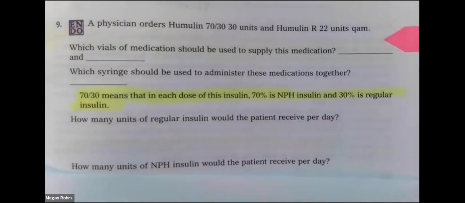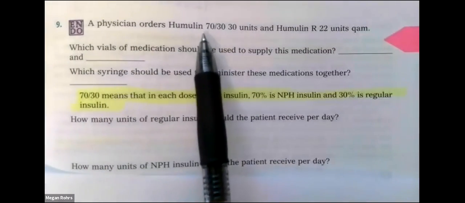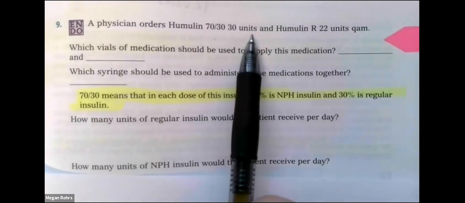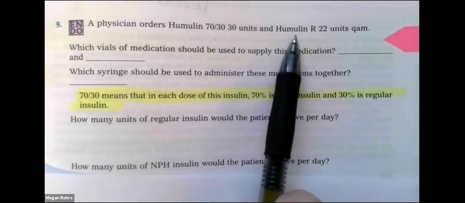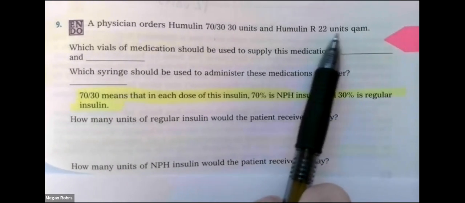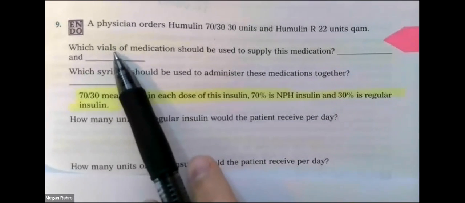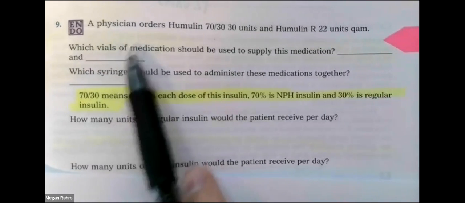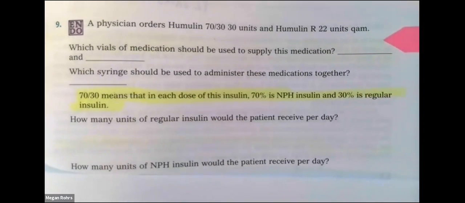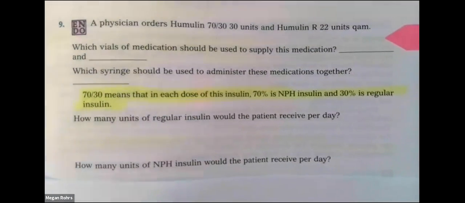Okay, so I'm taking a look at number 9 on page 225. Here we have an order for Humulin 70/30. They want 30 units. And then Humulin R, we want 22 units every morning. So when you're looking for the vials and the syringes, make sure you refer back to those labels that we looked at earlier. I'm not going to go through those questions here. You should be able to solve for those relatively easy.